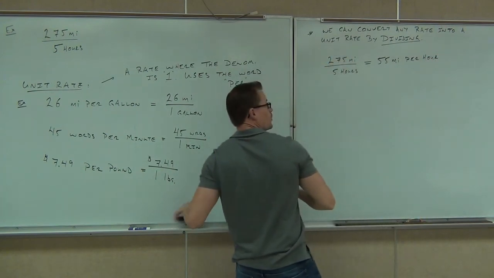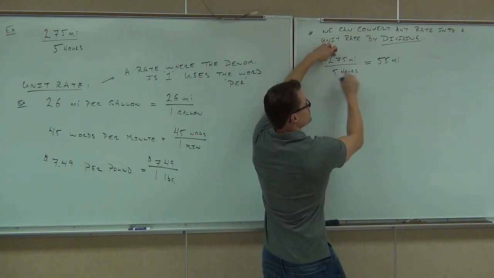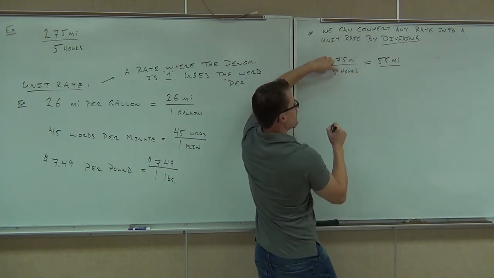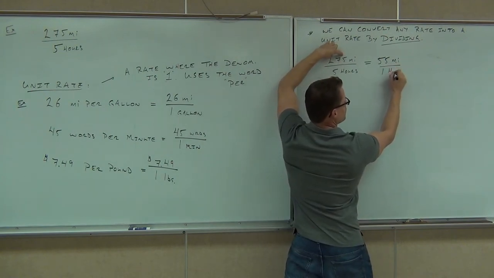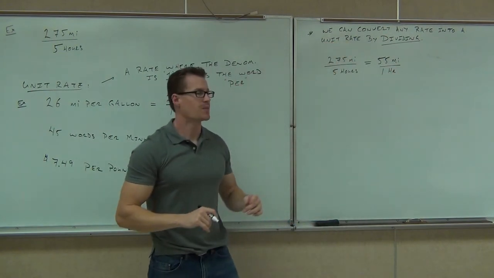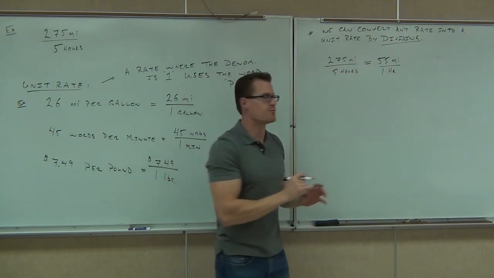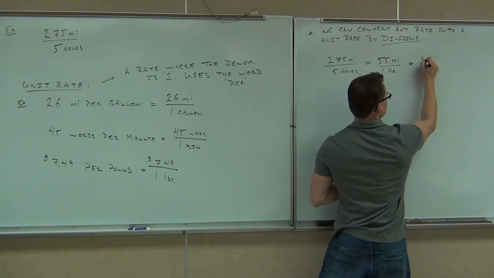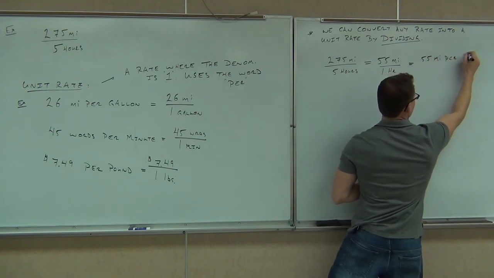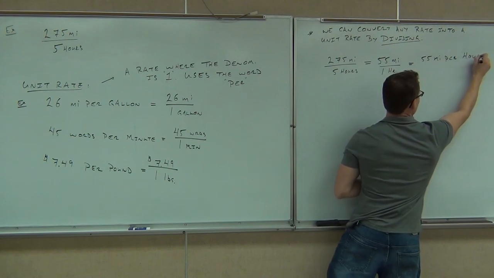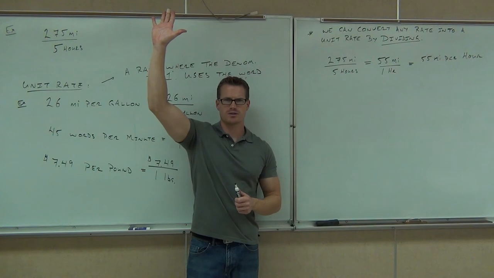In fact, if you want to show one intermediary step right here, here's what you really did. You really simply reduced this fraction. 275 over 5 is the same thing as 55 over 1. You just now have your hours still. This is 55 miles over 1 hour. That means every hour you went 55 miles. Or you could say 55 miles per hour. Would you raise your hand if you're okay with this 55 miles per hour idea?